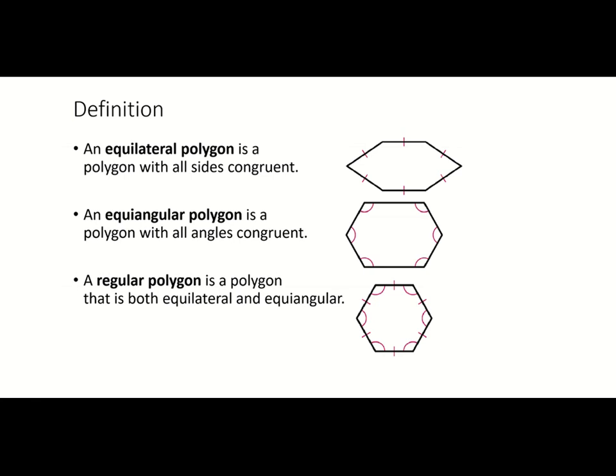An equiangular polygon can be found for the second figure. The sides aren't necessarily the same, but all of the angle measures, if you notice, are marked the same. And then a regular polygon is a polygon that is both equilateral and equiangular. So a regular polygon is going to have all sides and all angles the same. Get used to the word regular. If they say it's a regular pentagon or a regular quadrilateral, that means all the sides are the same, all the angles are the same.